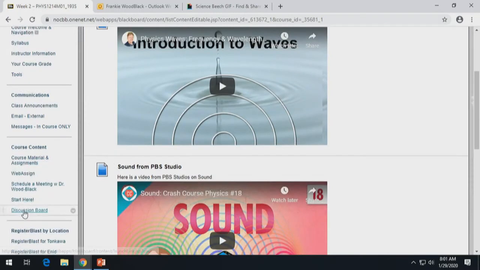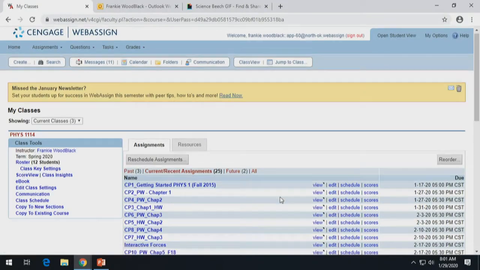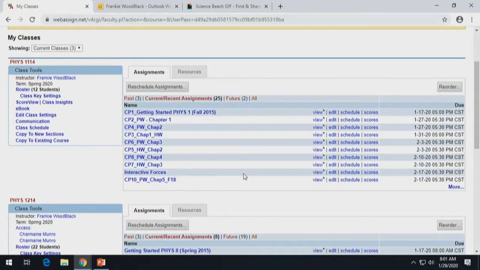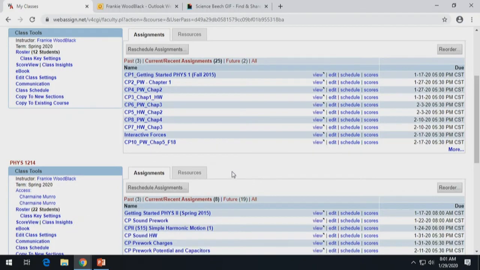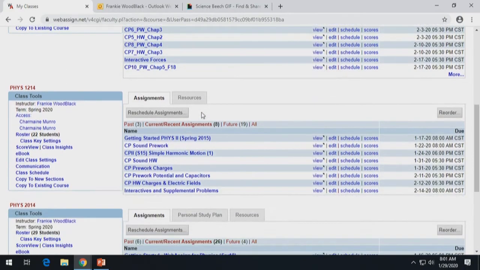If we go in and look at WebAssign. So this Friday? No, it's not. The test's not going to be this Friday. The test will be Wednesday, next Wednesday. So in this class, the sound homework is due on the 31st.